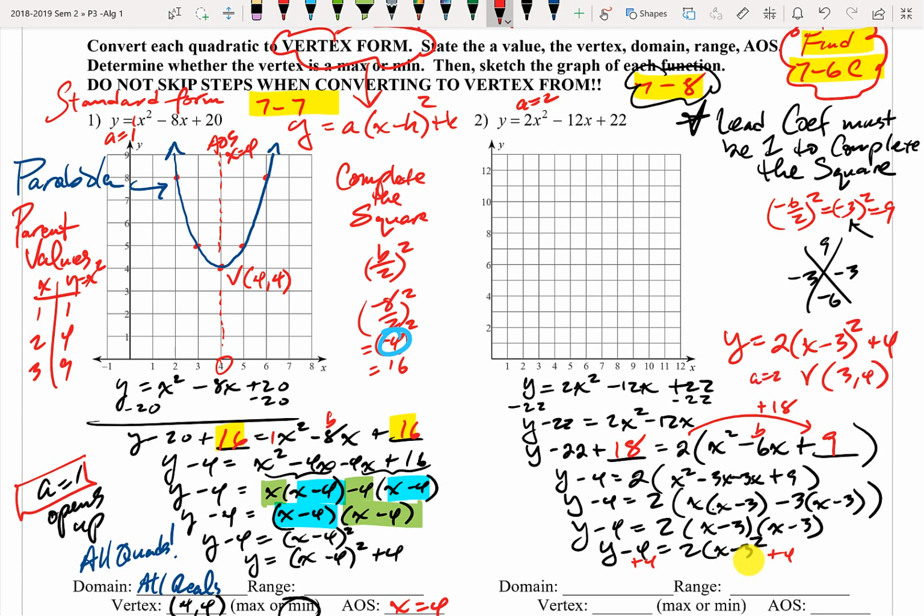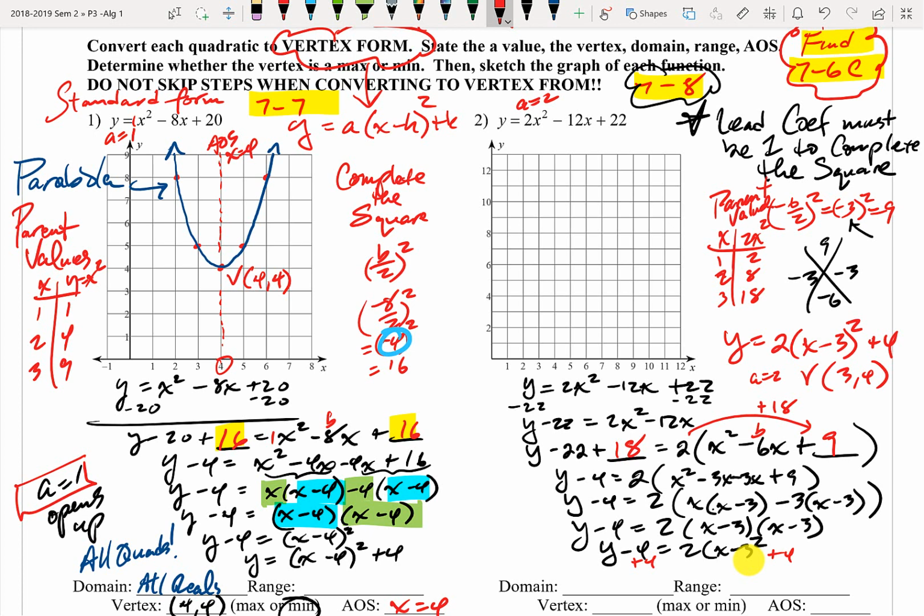And so we have to switch parent values. Now the parent values are twice the previous parent. So instead of 1, 4, 9, I'm going to have 2, 8, 18. So my parent values for this, 1, 2, 3, so 2x squared. You square and then multiply by 2. So 1 squared is 1 times 2 is 2. 2 squared is 4 times 2 is 8. 3 squared is 9 times 2 is 18. So the parent values. And if you look in your notes, these are the values we used.